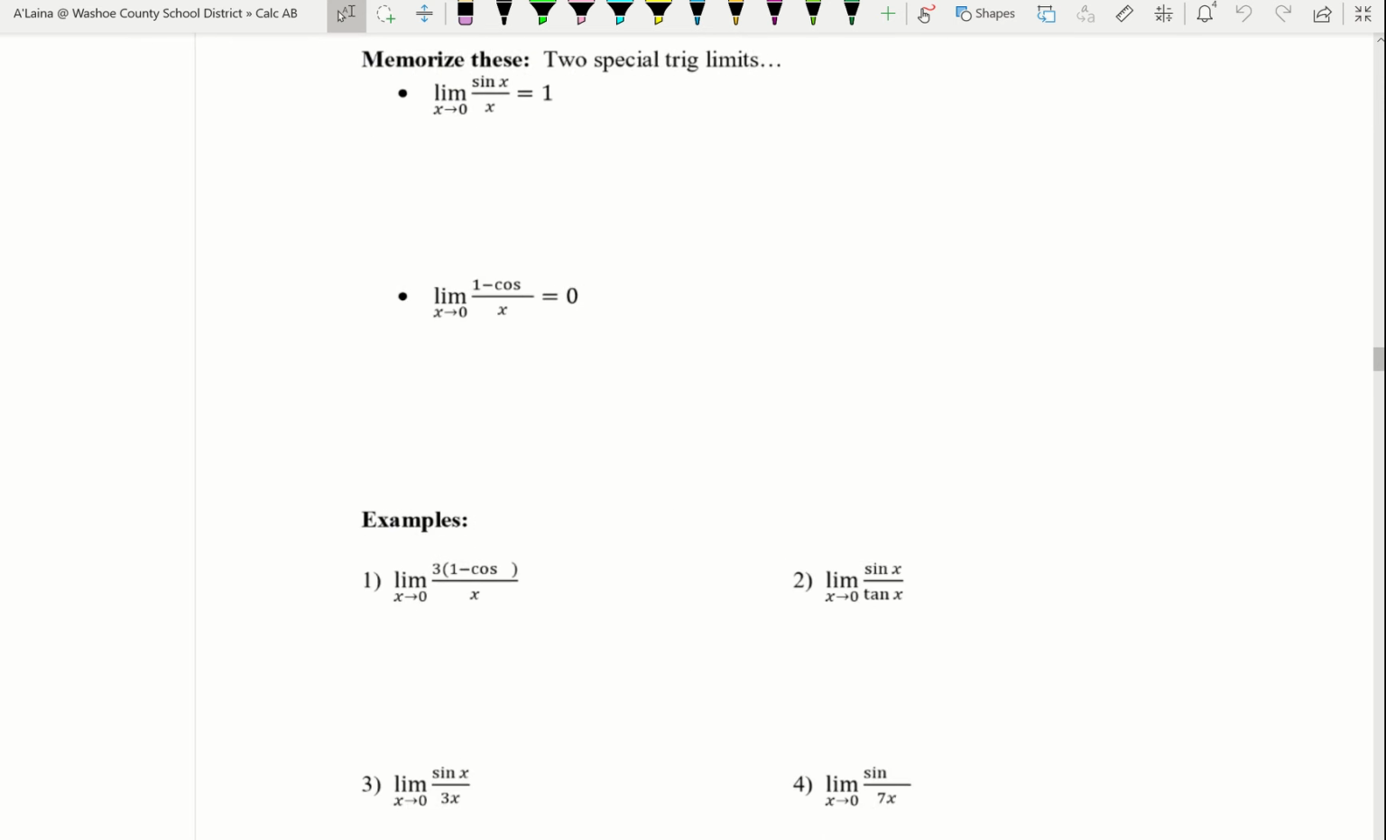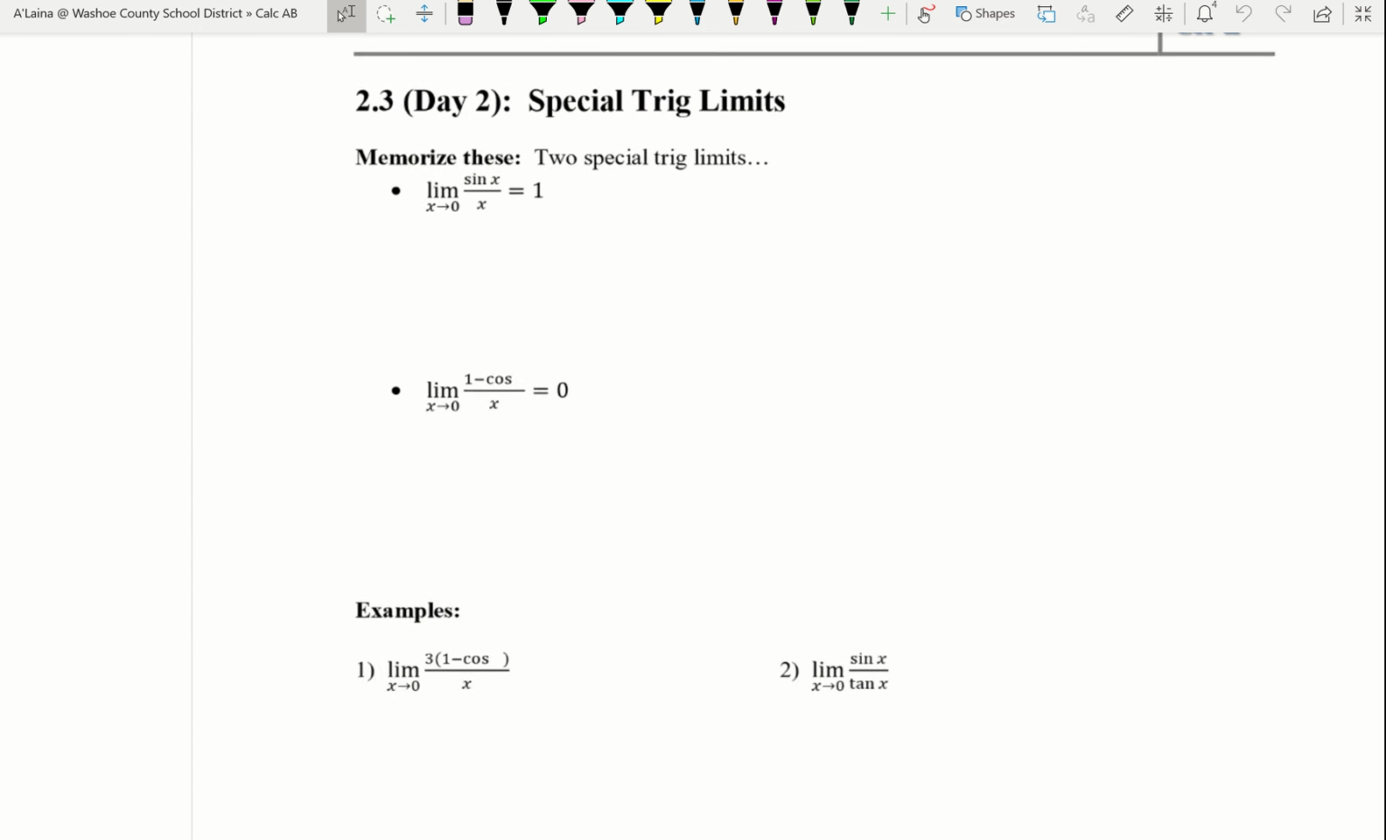Good morning. We are going to continue notes on 2.3 for the second day on this topic, which we're going to look at a handful of special trig limits. Damani students, you will also want to look at the 2.4 video because that's part of the assignment on the same day. So there's a couple limits that we actually want you guys to memorize.